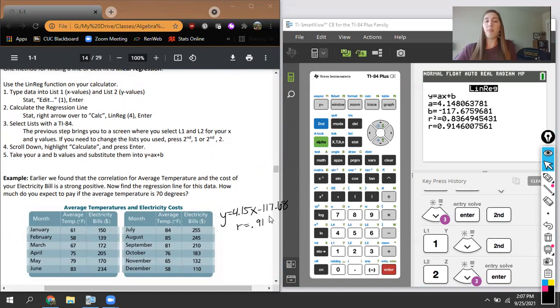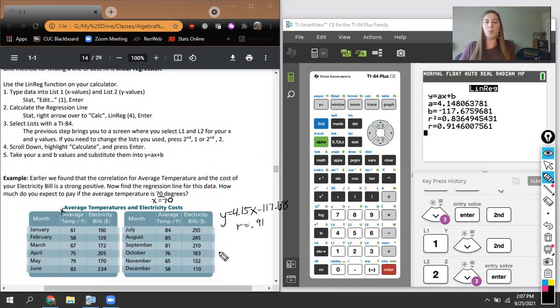Now, we have found our regression line. That's going to help us. That's the line that goes straight through your data. Now, that line is going to help us make the prediction for 70 degrees. Because your average temperature was represented by X, then we're just saying, I want X to equal 70, and I want to know what my electricity bill, my Y value, is going to cost.